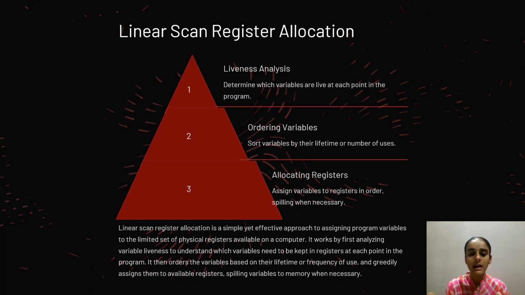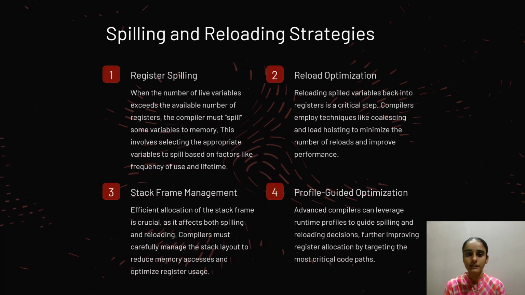Linear scan register allocation is a simple yet effective approach to assigning program variables to the limited set of physical registers available on the computer. It works by first analyzing variables' liveness to understand which variables need to be kept in registers at each point of the program, then orders the variables based on their lifetime or frequency of use, and greedily assigns them the available registers, spilling variables to memory when necessary.